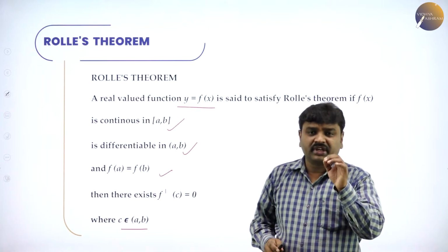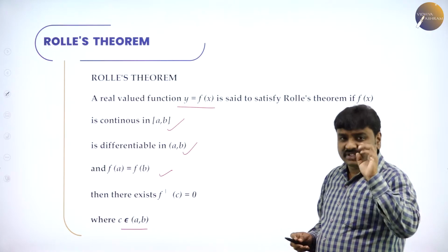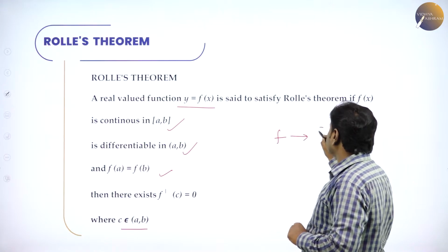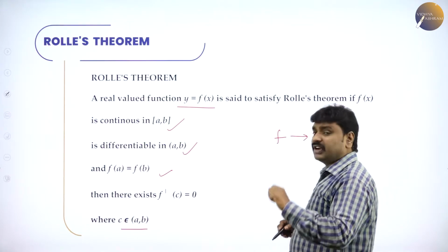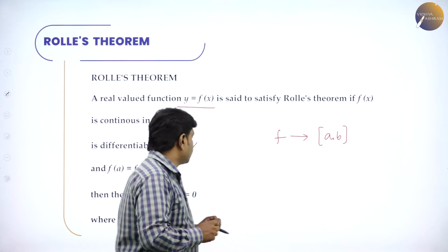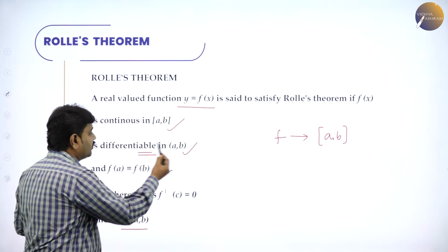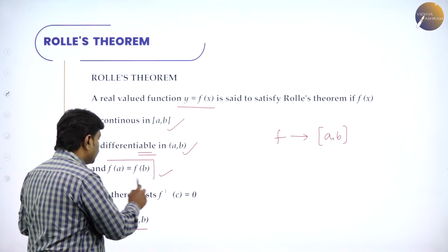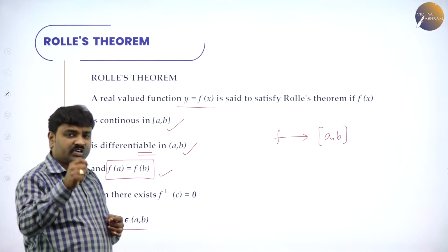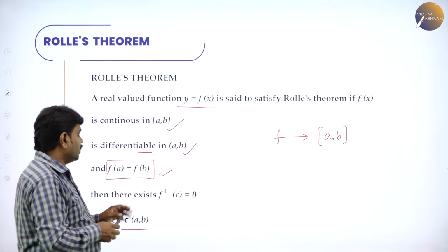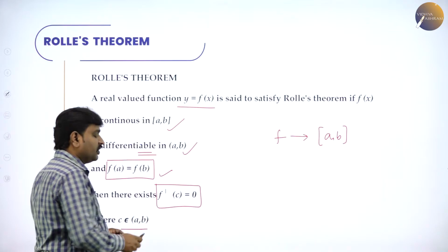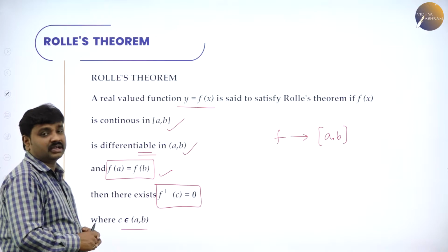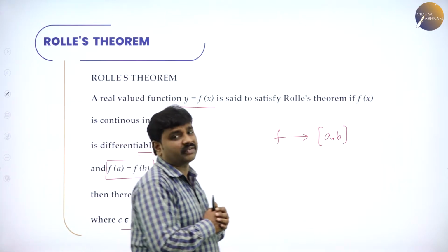So when can you say a function satisfies Rolle's theorem? We say a function satisfies Rolle's theorem if the given function should be continuous in closed interval AB. In the given interval it should be continuous, and the function should be differentiable in the open interval. And f of a should be equal to f of b. Functional value at a and functional value at b should be equal. And when you equate f dash c to 0, you should get a c, and that c should lie between a and b. That c should be in the open interval AB.